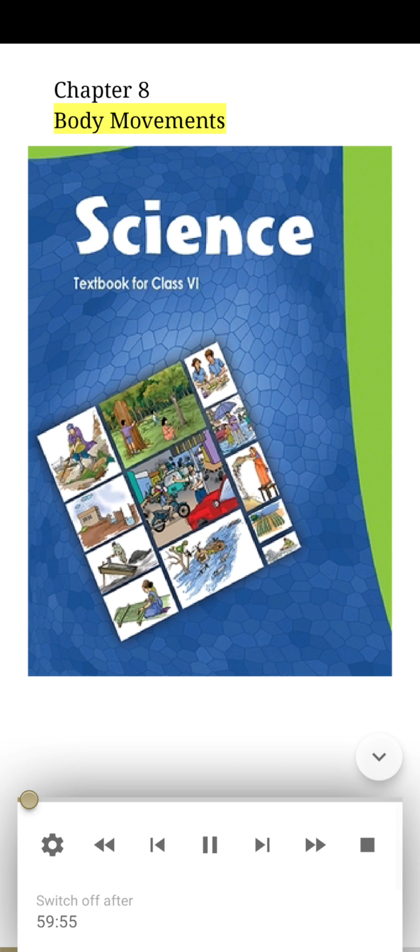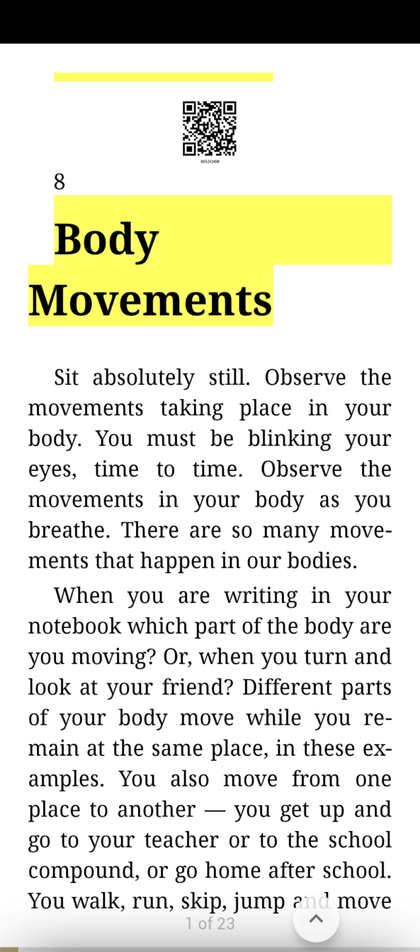Body movements. Sit absolutely still. Observe the movements taking place in your body. You must be blinking your eyes from time to time. Observe the movements in your body as you breathe.